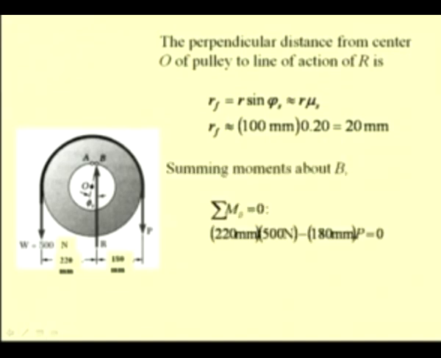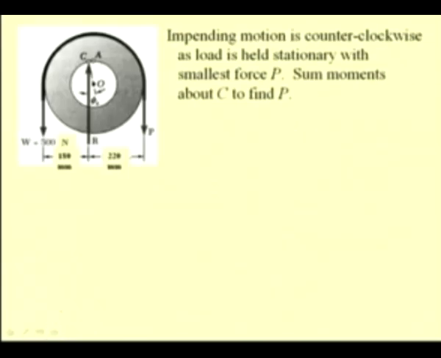Now, we can sum the moments about B and equate it to 0 for equilibrium. So, we have the moment arm for this 500 Newton force as 220 mm and the moment arm for the force P that is used to raise as 180 mm. So, we have 220 into 500 minus 180 into P equal to 0, from which we find P as 611 newtons.